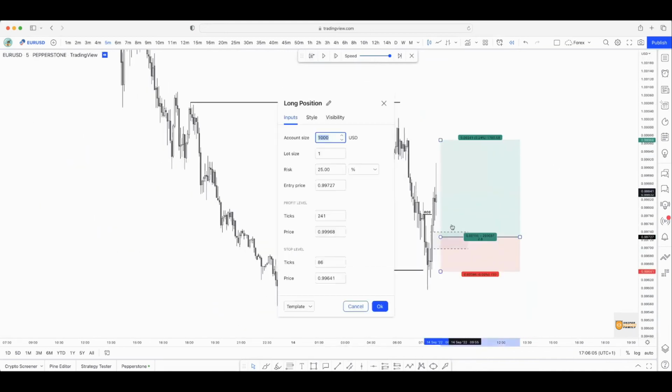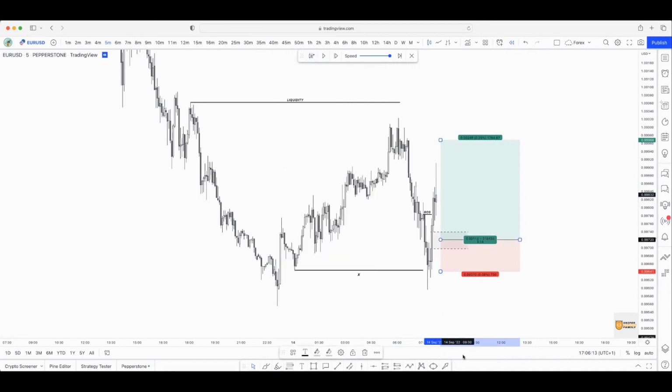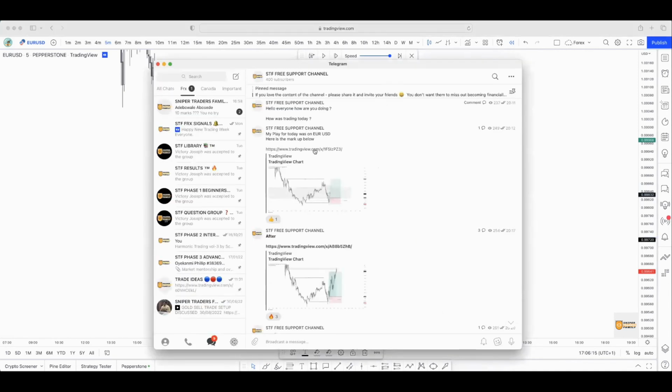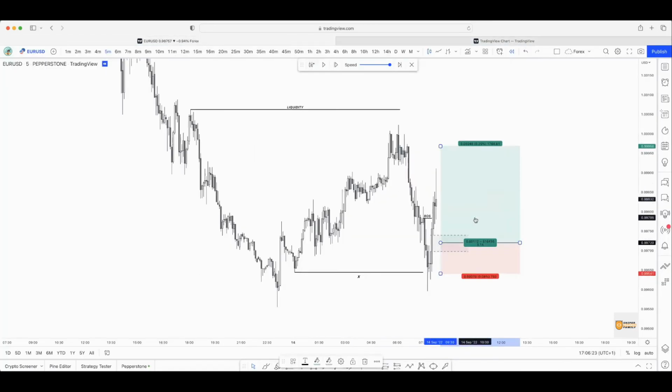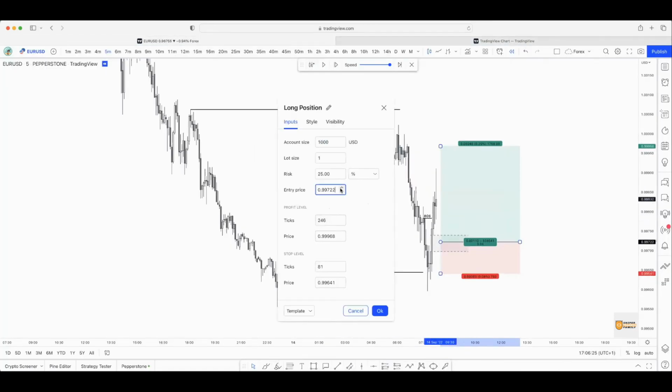Exactly. So my entry was at the imbalance. Okay, I'm sure. I think I played the 20 level? Let us see. Was it 20? Okay, 30. So 997.30 was the entry. 997.30.